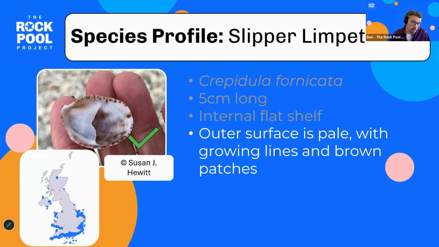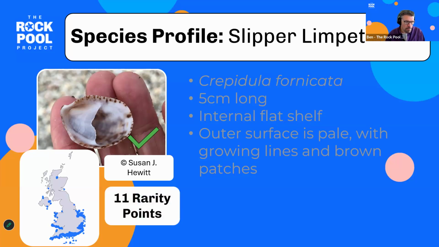So back to slipper limpet. They're very distinctive species, I have to say. They're a fairly easy one. The outer surface is pale, and they have these sort of stripes which are formed when they grow. So they call them growing lines. So they're sort of white and brown in patches. 11 points for this one.